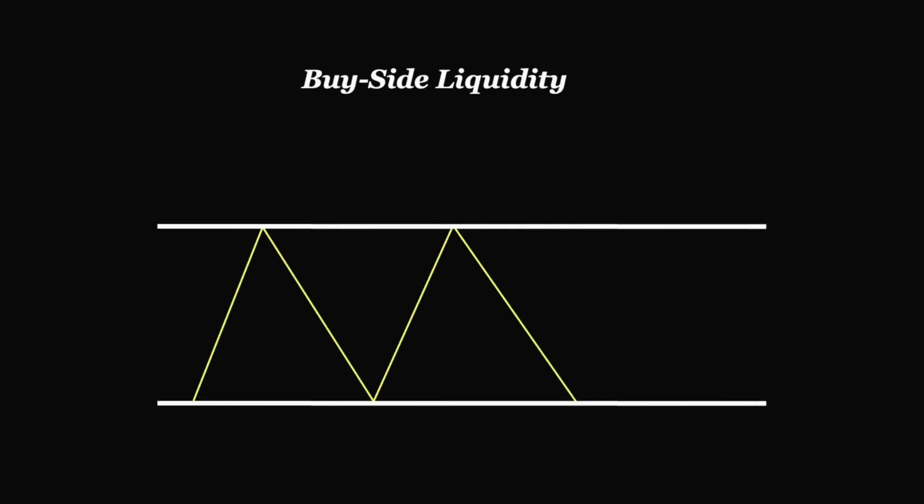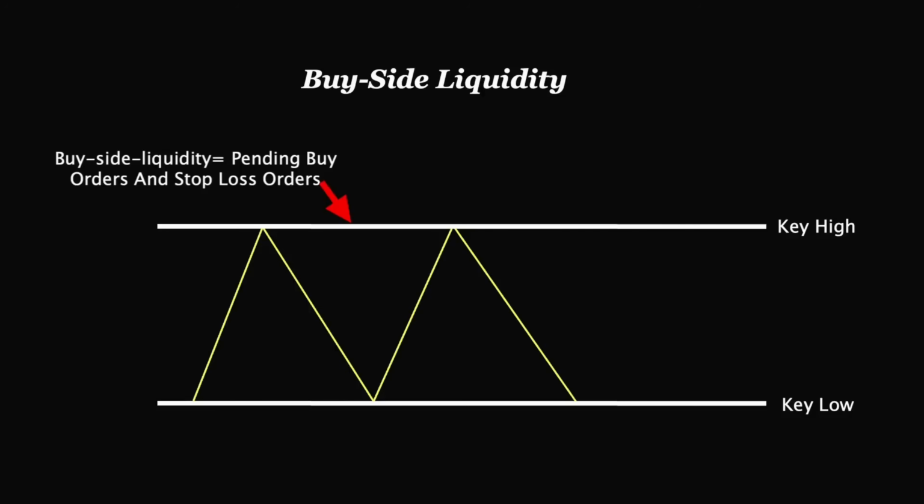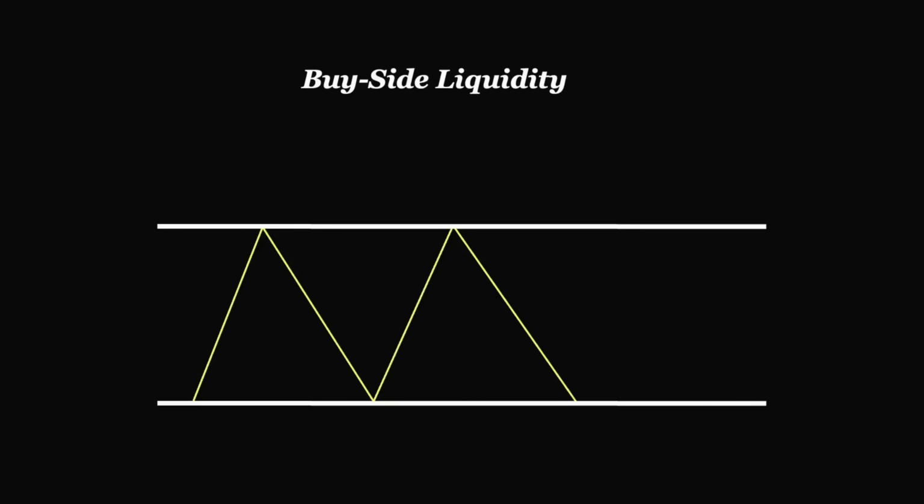Simply put, it's the volume of pending buy orders, also known as buy stops. These orders are often placed above key highs, whether that's the week's high, the day's high, or equal highs. Here's how it works. When traders execute sell orders, they protect those positions with buy stops in case the price moves against them. These buy stops rest above those significant highs, and smart money knows it.